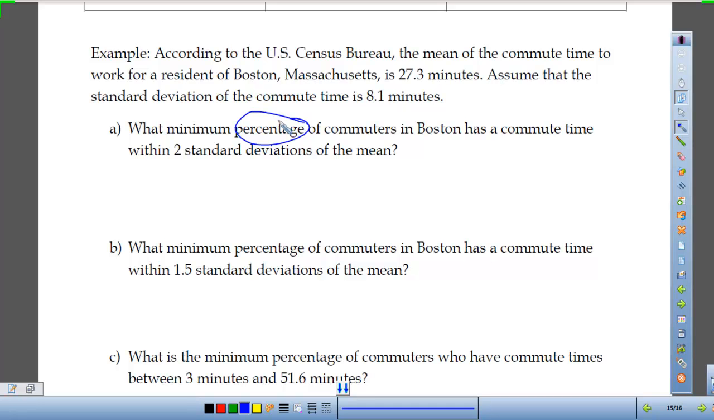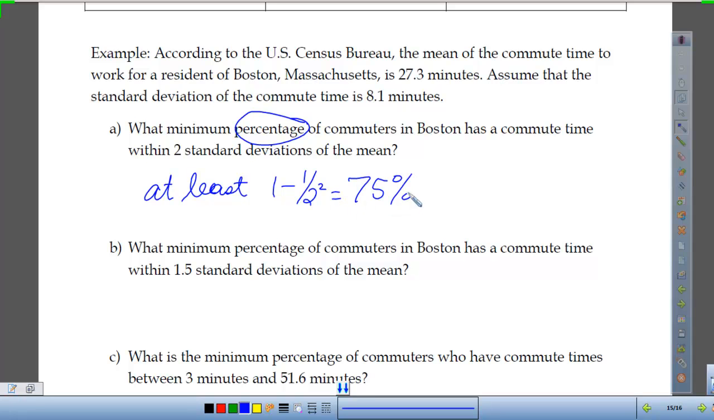Do we know anything about the distribution of the data? Is it normally distributed? They don't tell us anything, but what they want to know is what percentage we expect to be within 2 standard deviations of the mean. Because we don't know anything about the distribution, we're going to use Chebyshev's theorem. That's why we're using his theorem. And we already know he would say at least 1 minus 1 over 2 squared, which we said was 75%. At least 75% of the values will fall within 2 standard deviations of the mean.